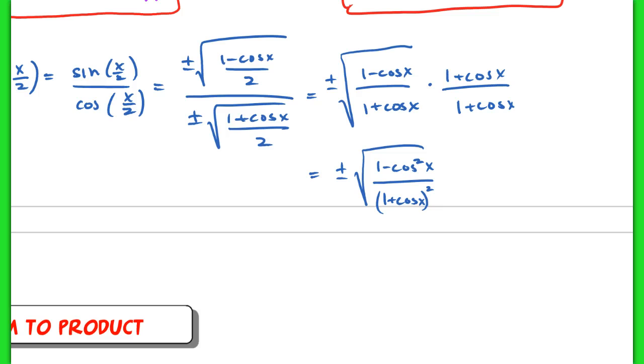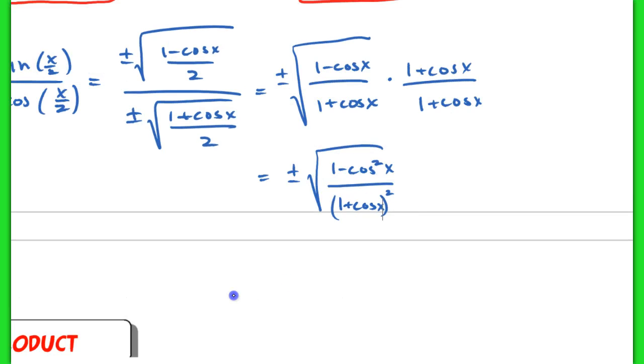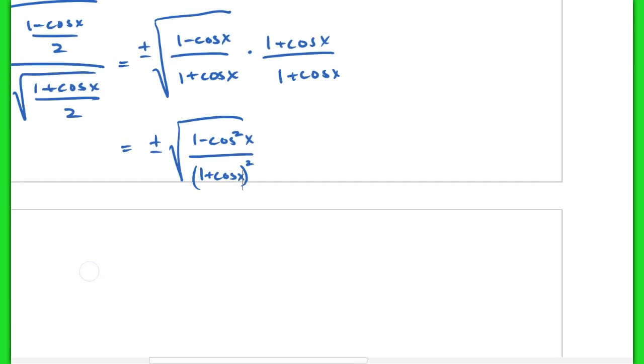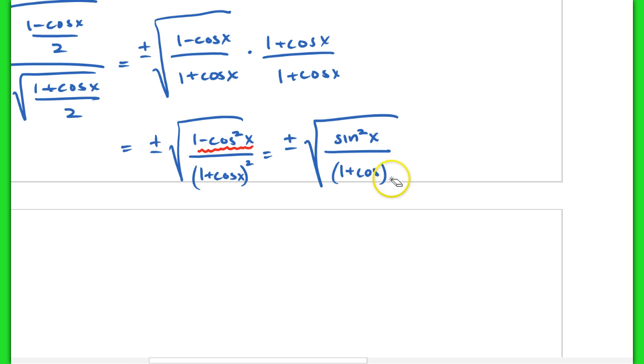Now, this is actually extremely helpful for me, okay? The reason why it's extremely helpful is that I can rewrite the numerator here, 1 minus cosine squared x. Hopefully you're recognizing that as a manipulation of our identity cosine squared x plus sine squared x equals 1. So I can actually make a substitution here. So I have positive or negative square root of sine squared x over 1 plus cosine of x. I keep leaving off the x, sorry. Cosine of x, quantity squared.